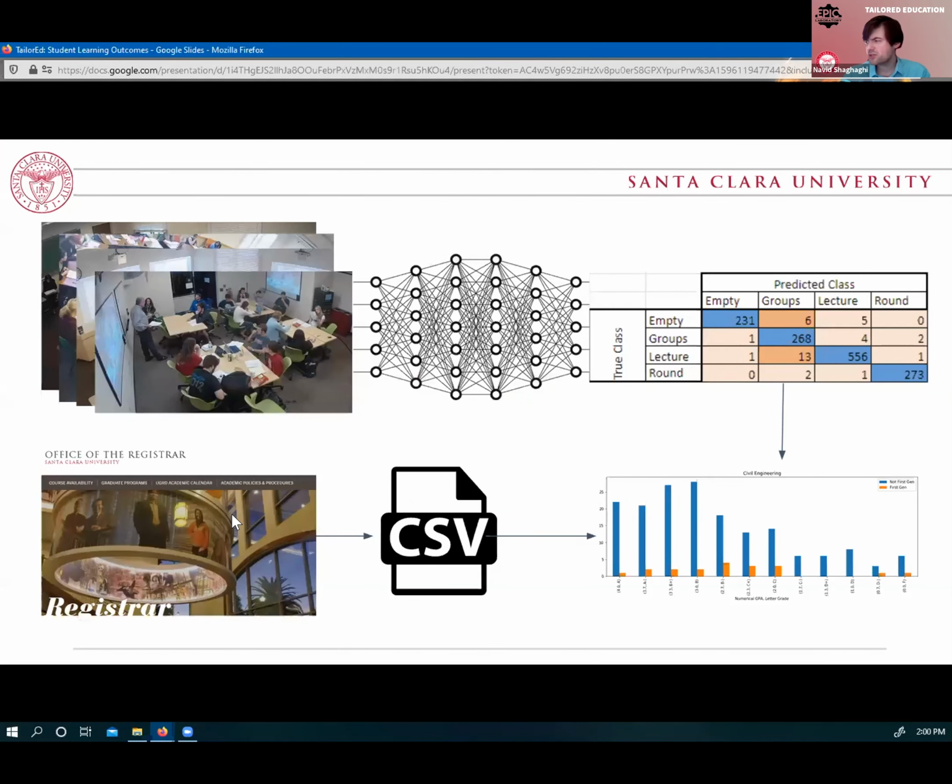Okay, so just to conclude, this is basically the workflow that we've gone through. We have a bunch of images. Those images were fed to a neural network. We got a confusion matrix for that. We got registrar information in CSV format. We parsed them, did some work with them, fed both of these to our system, and got a graph that basically is going to show how those demographics are performing based on the breakdown of the pedagogical practices.